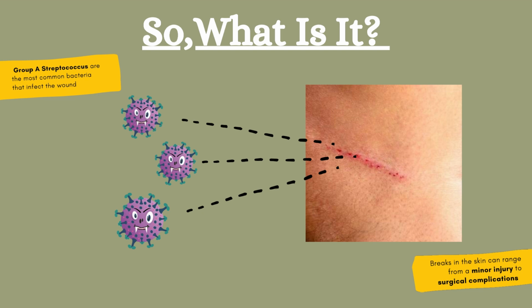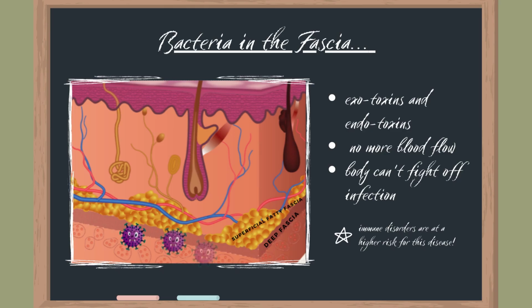These breaks in the skin can be a result of a minor injury in the skin, like a bug bite, a cut, or even the site of an injection. Another way could be the result of surgical complications. Once the bacteria is in the deep tissue, it spreads by way of the fascia and produces other molecules, such as endo and exotoxins, that restrict blood flow to that tissue.